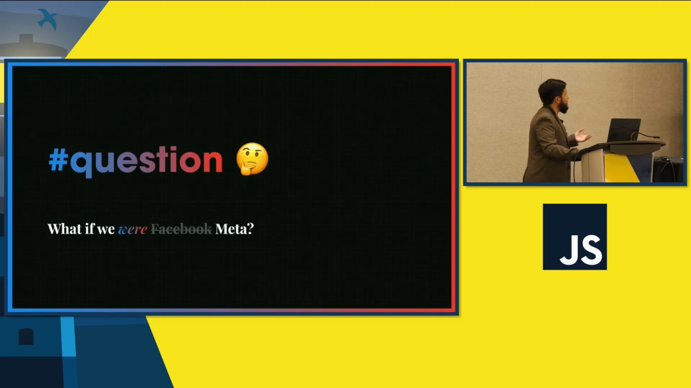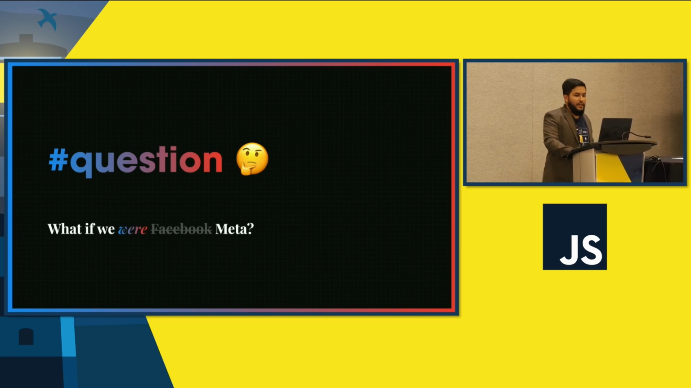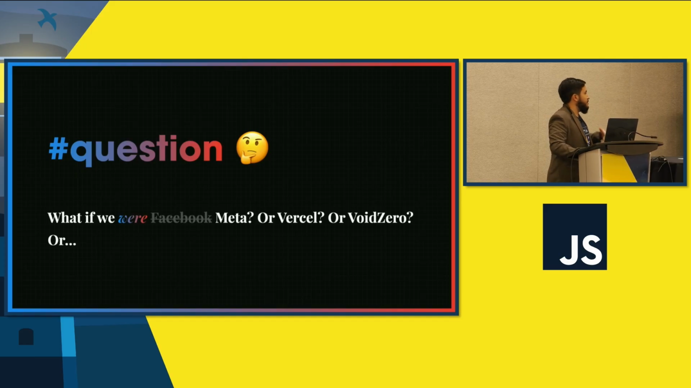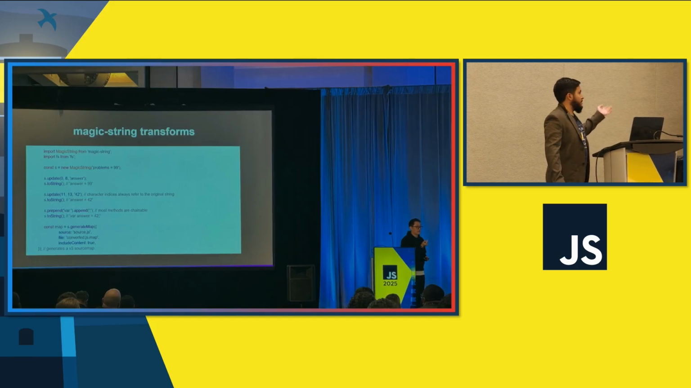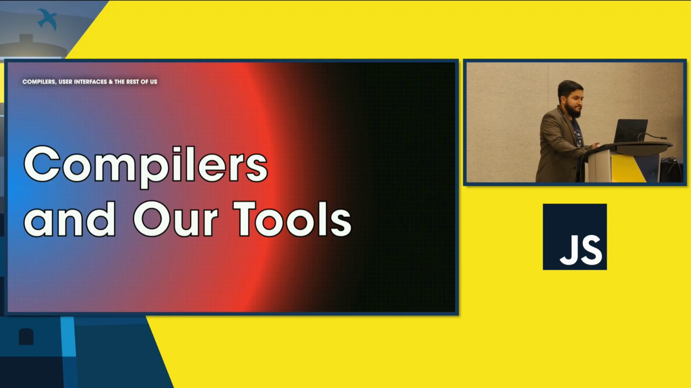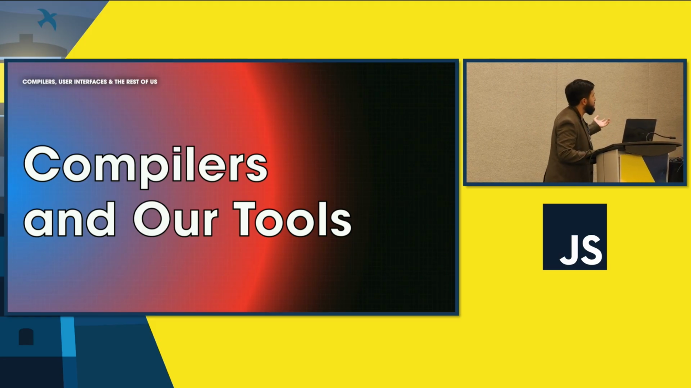But I think it's also an interesting exercise to think, what if we were them? What if we were Meta or Vercel or Void Zero or any of these companies building frameworks and front-end technology? Well, in the morning, we had a great example with this amazing talk by Evan You from Void Zero, talking also about static analysis and compilers. But I also wanted to share a bit on compilers and our tools.